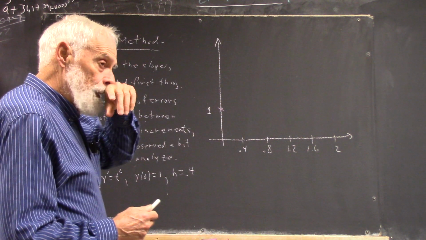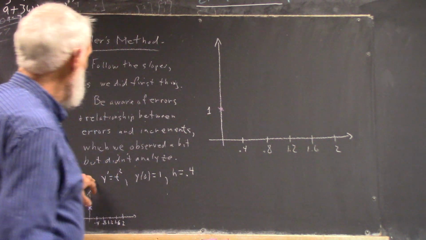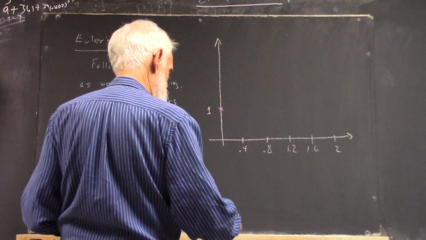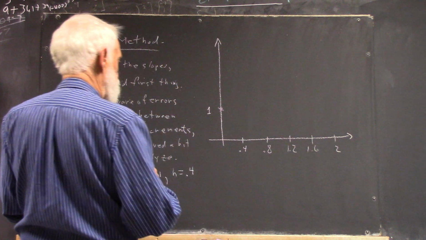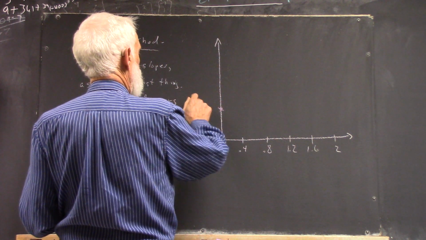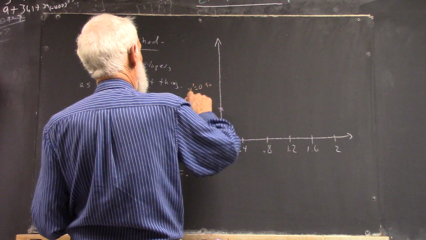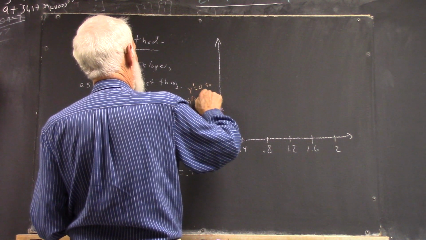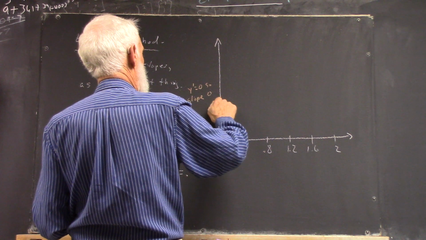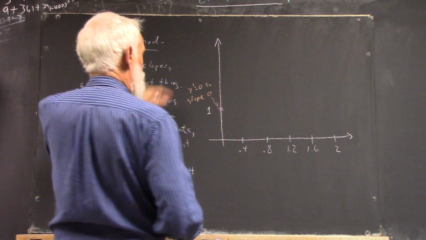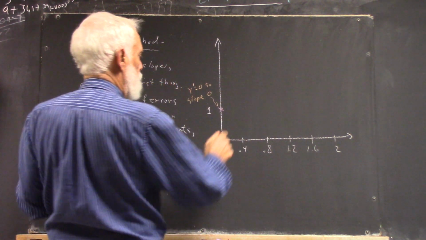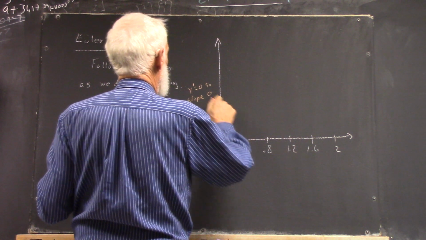If we evaluate y prime here, y prime equals 0, so the slope is 0 at this point.